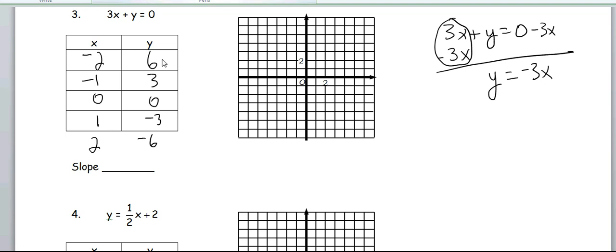And then we can plot those points. Negative 2 and 6. Negative 2, 1, 2, 3, 4, 5, 6. Negative 1, 3, 1, 2, 3. 0, 0, 1, negative 3, and 2, negative 6. And then I can put in my line.